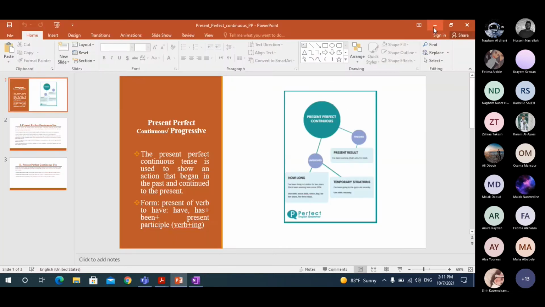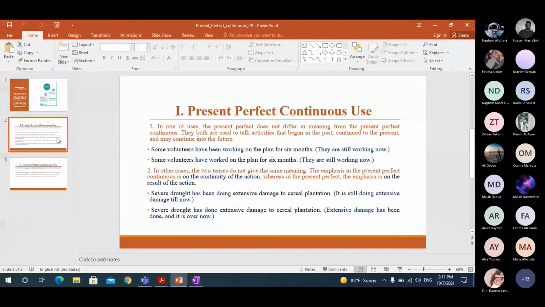What about the present perfect continuous tense? It is used to show an action that began in the past and continues to the present. There is very little difference: if I want to emphasize the continuity of the action from the past to the present, I use the present perfect continuous. This is the only difference. Okay?